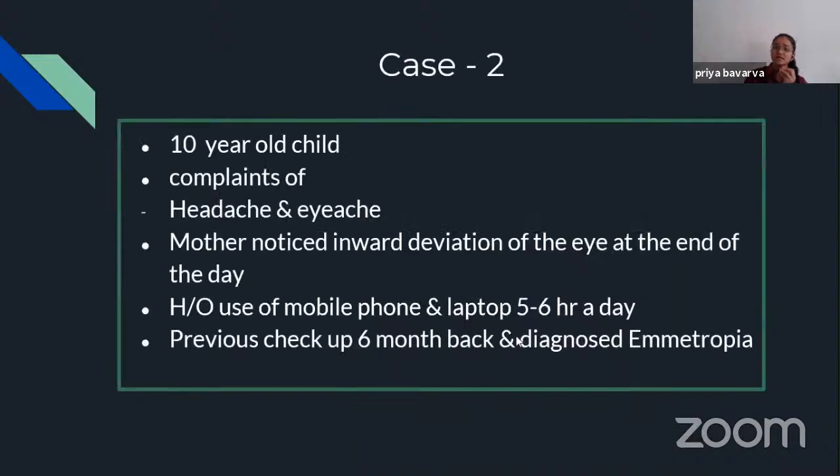And here the second case is based on the current scenario of COVID-19. So how do we manage this case? Here the patient is a 10-year-old child complaining of headache and eye strain, and the patient's mother noticed inward deviation of the eye at the end of the day, and a history of use of mobile phone and laptop 5 to 6 hours a day. The previous checkup was 6 months back, and the diagnosis was emmetropia.